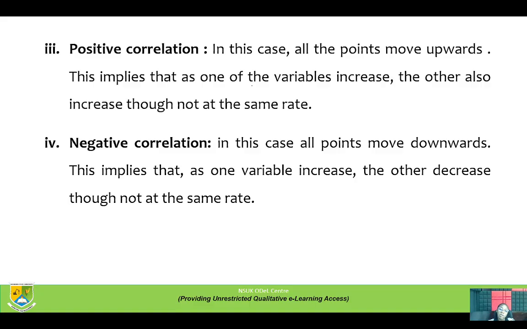Negative correlation. In this case, all points move downwards. This implies that as one variable increases, the other decreases, though not at the same rate. That's also the difference between perfect negative correlation and a negative correlation. The fact that the increase or the decrease does not happen at the same rate is what differentiates it from a perfect negative correlation.